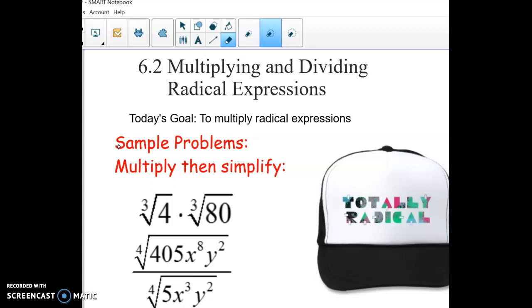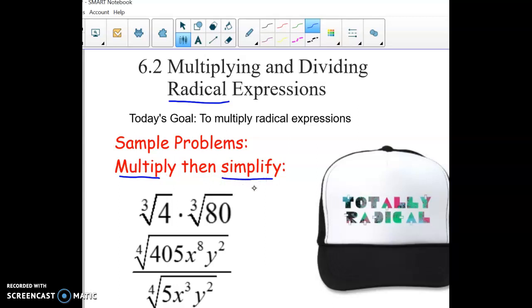All right, welcome to lesson 6.2. This lesson we're going to multiply and divide radical expressions. And this one actually takes 3 days. There's a lot going on in this lesson. There's some complex ideas, but the problems will look like some of the ones you see down here. This video we're going to start with the multiply part, and then along the way you'll also have to simplify. So actually we're going to start with the simplify part.